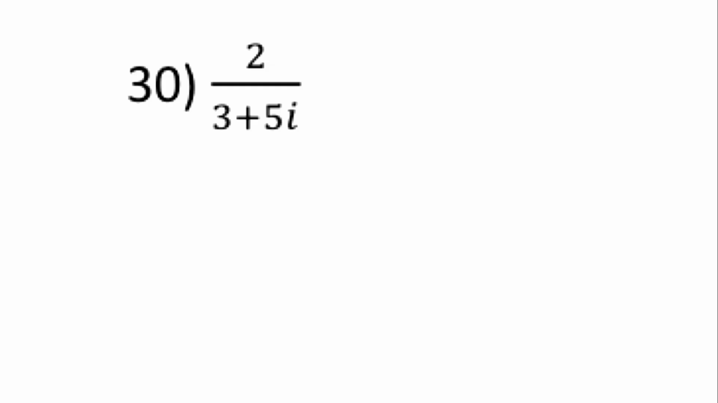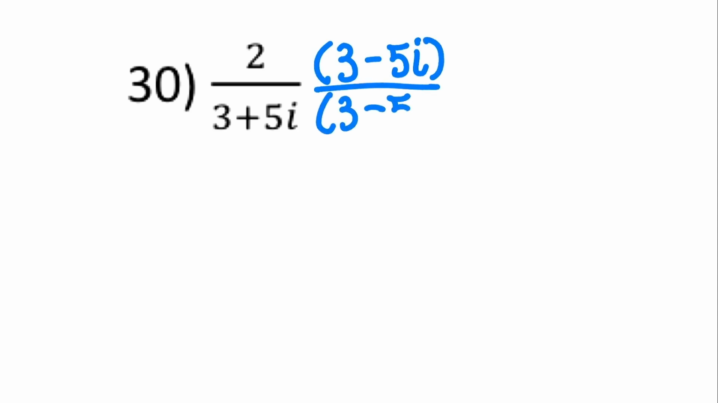2 divided by 3 plus 5i. Here we have to multiply by the complex conjugate. All that is the denominator with a switched sign in the middle. None of the other signs get changed. This, you might notice from earlier, is a difference of squares. So this is always going to factor to a squared minus b squared.